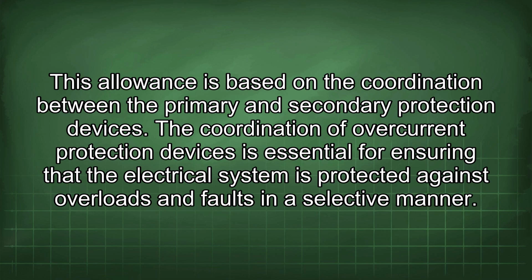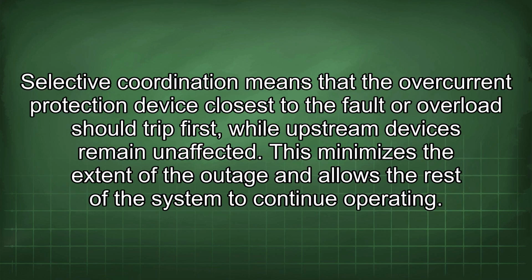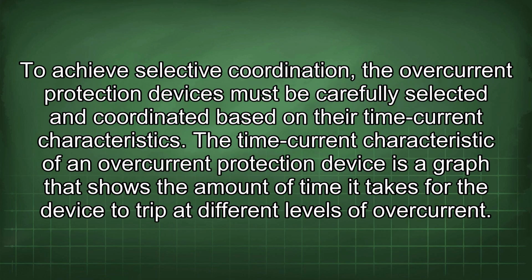in a selective manner. Selective coordination means that the overcurrent protection device closest to the fault or overload should trip first, while upstream devices remain unaffected. This minimizes the extent of the outage and allows the rest of the system to continue operating. To achieve selective coordination, the overcurrent protection devices must be carefully selected and coordinated based on their time current characteristics.